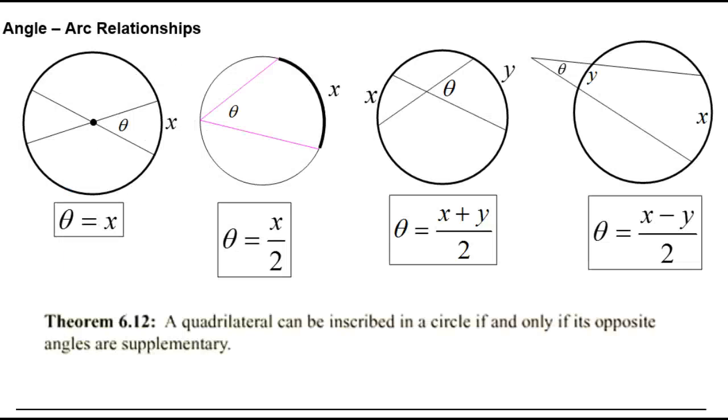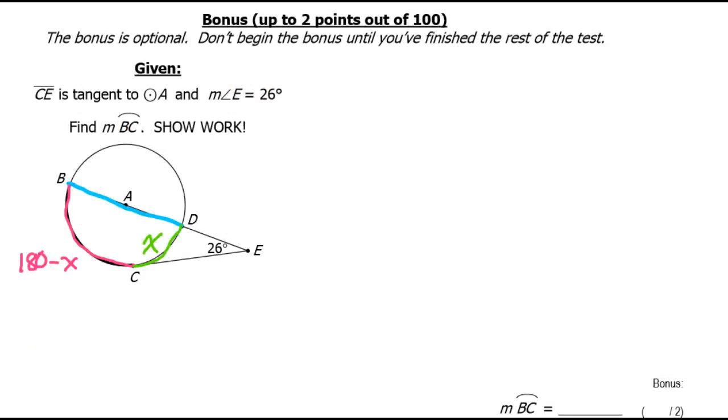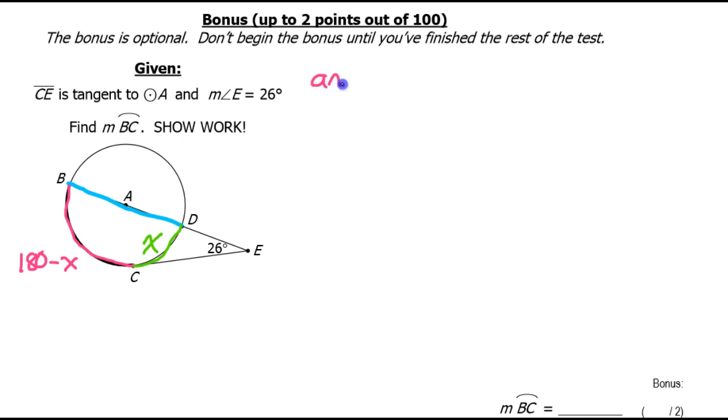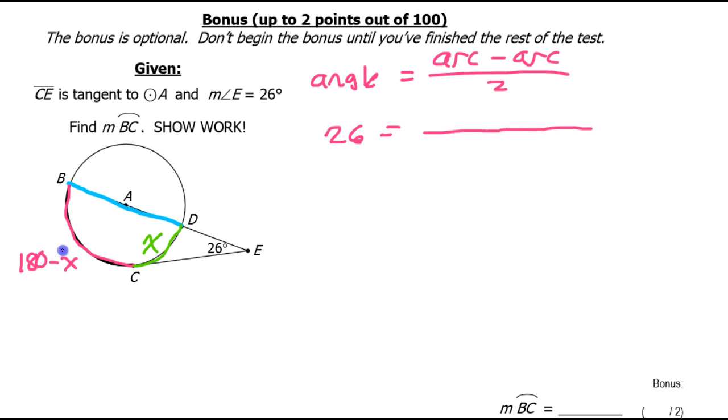Okay, now we're dealing with this situation right here. So when you have the angle that's outside the circle, the angle is equal to the big arc minus the small arc divided by 2. Okay, so let's just write that down. So we're saying that angle is equal to arc minus arc divided by 2. Now in this case the angle is 26, so I'll go ahead and put that down, and that's going to equal the big arc minus the small arc. So that's 180 minus X.